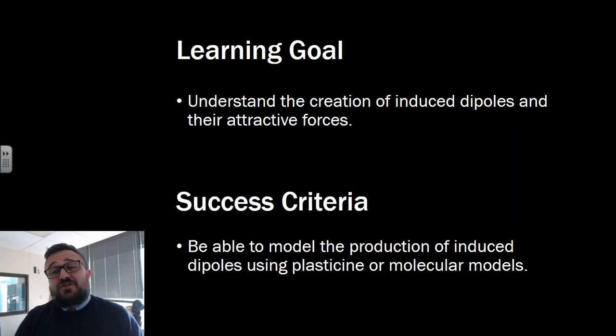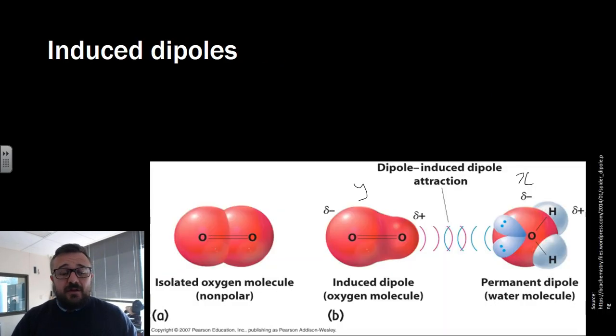By the end of this, we should be able to understand what an induced dipole is, how it's created, and the attractive forces that it can bring. We should also be able to model it using either, say, plasticine or molecular models. Now, what is an induced dipole?